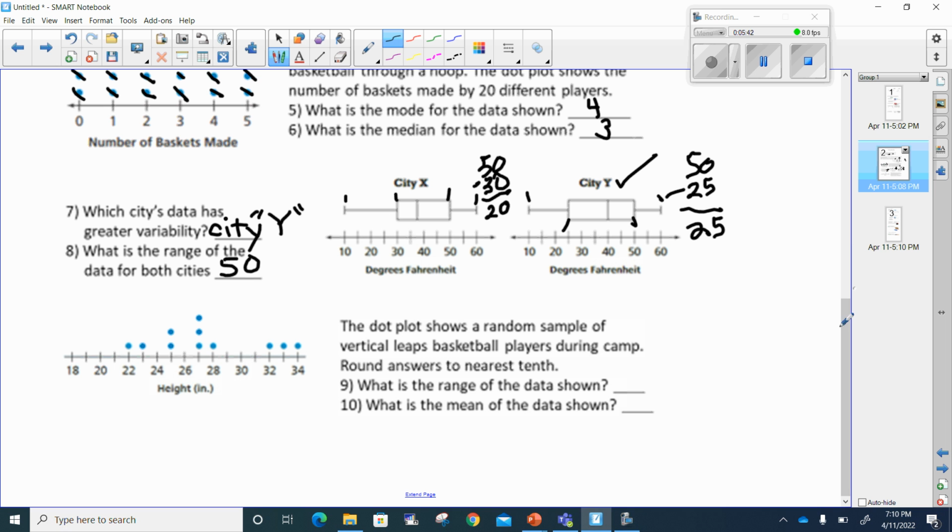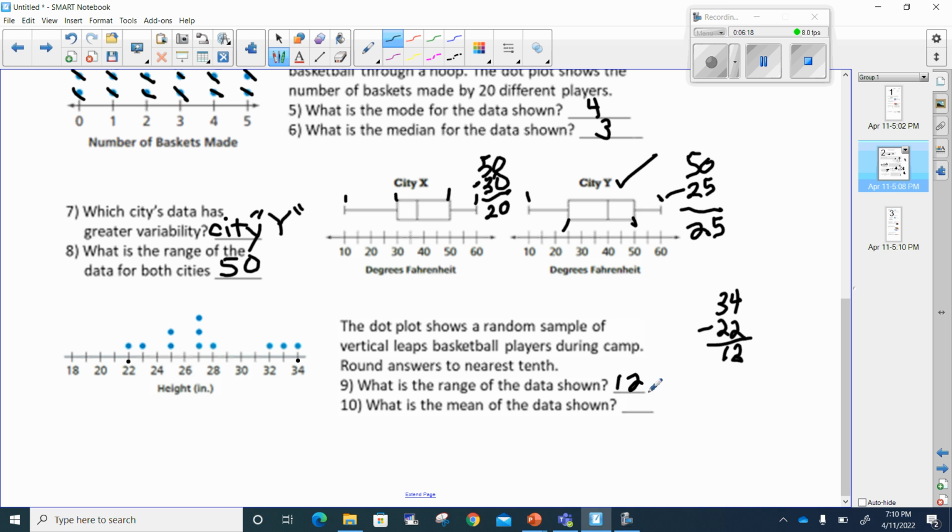Now let's go to 9 and 10 to close this up. The dot plot shows a random sample of vertical leaps of basketball players during camp. Round the answers to the nearest tenth. What is the range of the data? The range is the biggest one, which is 34, minus the smallest one, which is 22. So 34 minus 22 will give us 12. So the range is 12.